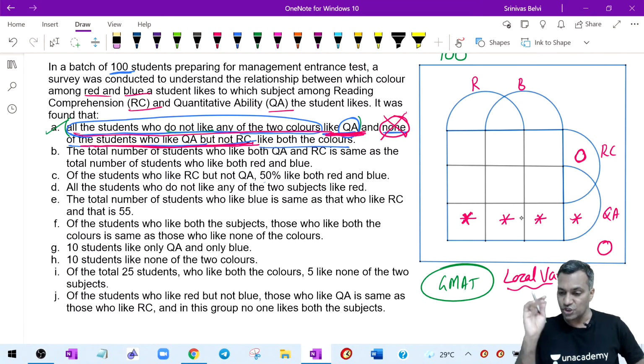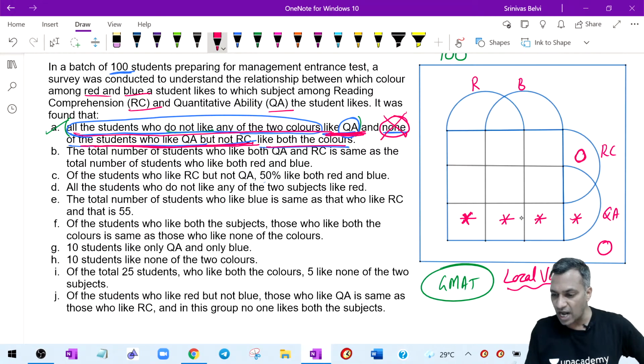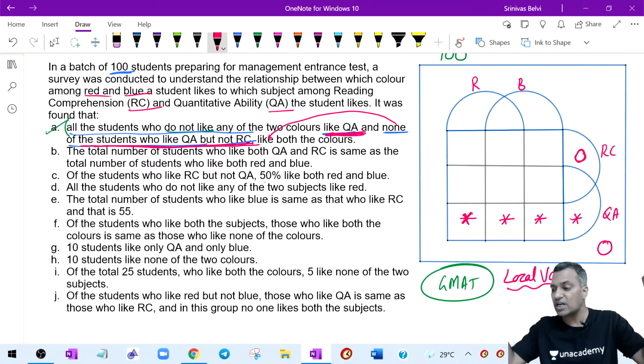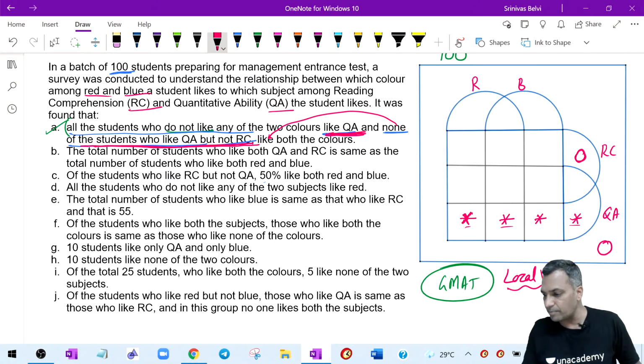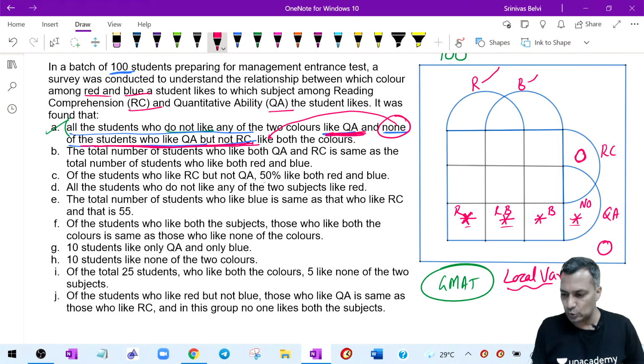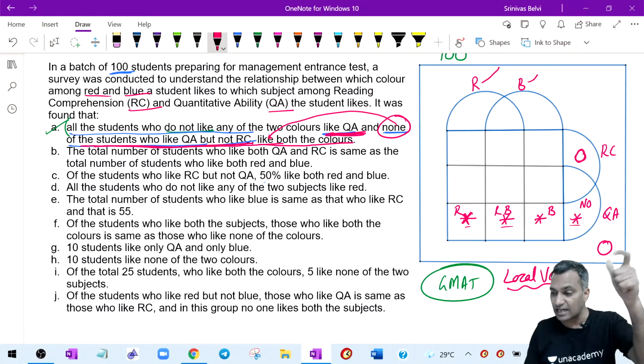I put the stars. The students who like QA but not RC like the color. Who? None of them like both the colors. Now, what is that "none" referring to? None is referring to these fellows. None like both colors, which means out of these numbers, they don't like both colors. Now look at this, red and blue. This is both red and blue. This is QA with red. This is QA with blue. This is QA with no color. But what is he saying? This none is now referring to this. None of them like both the colors. Who are these none fellows who like both the colors?